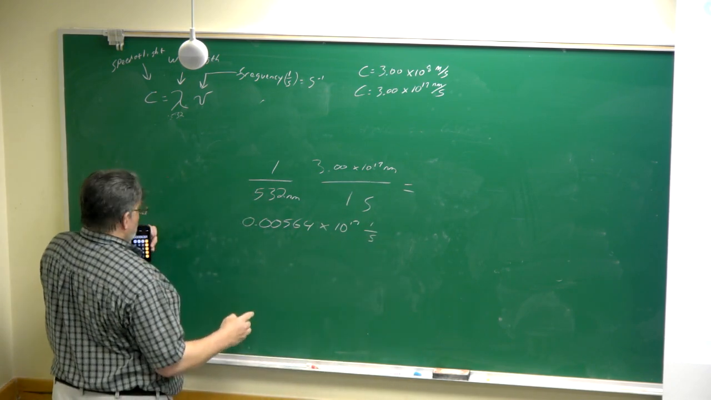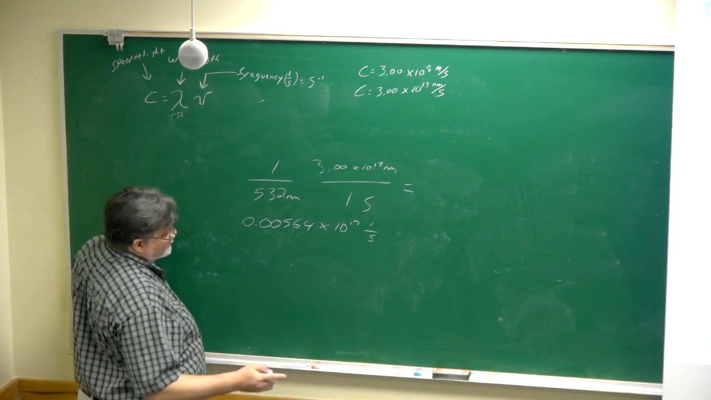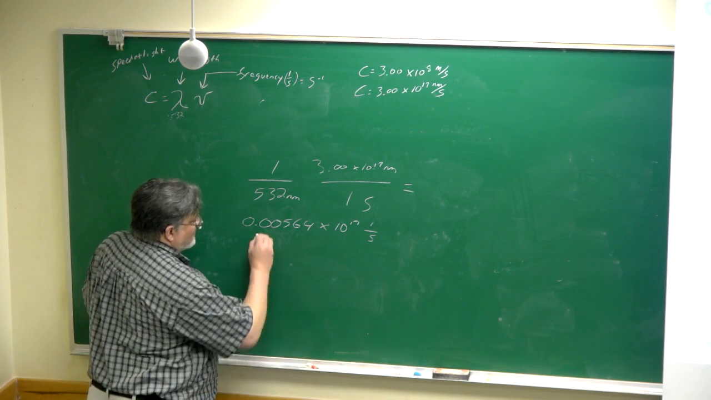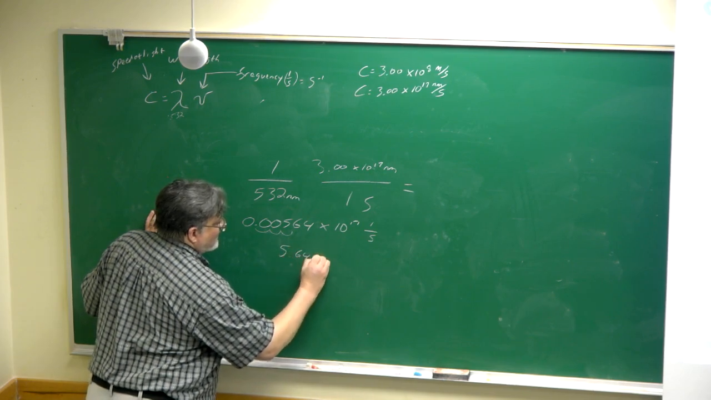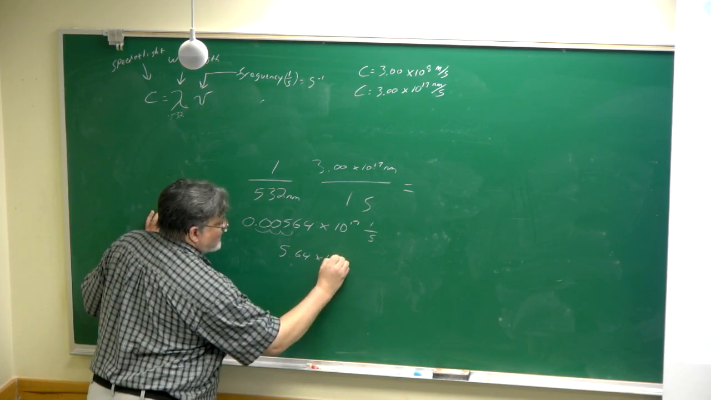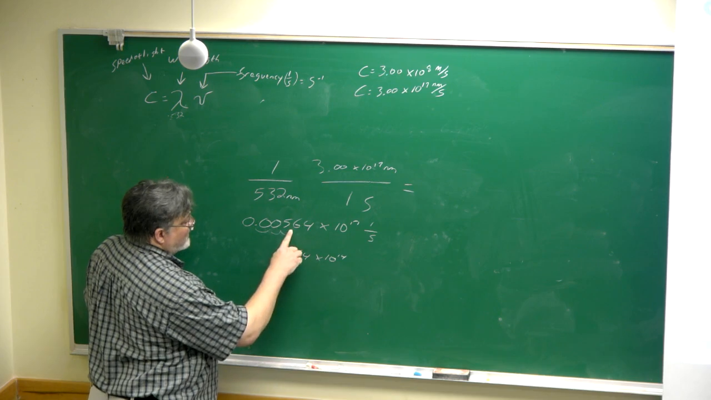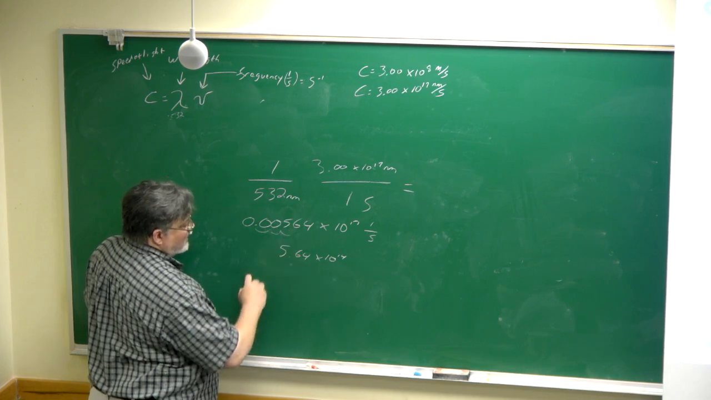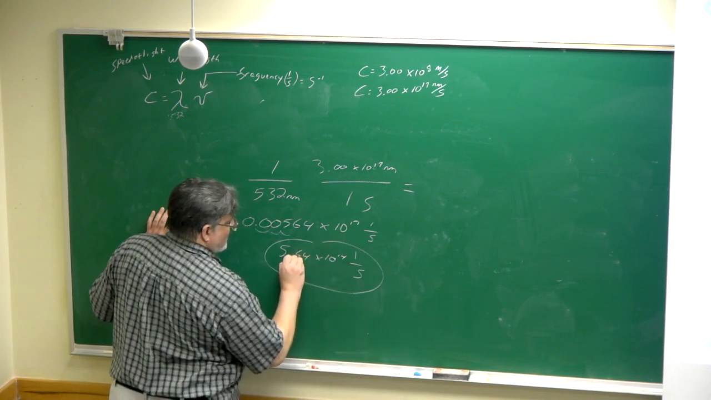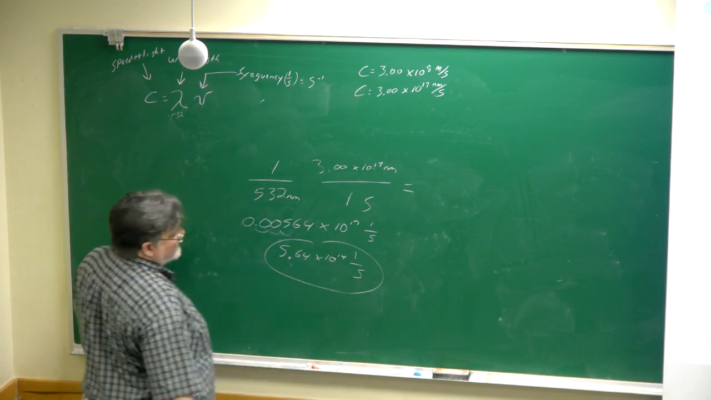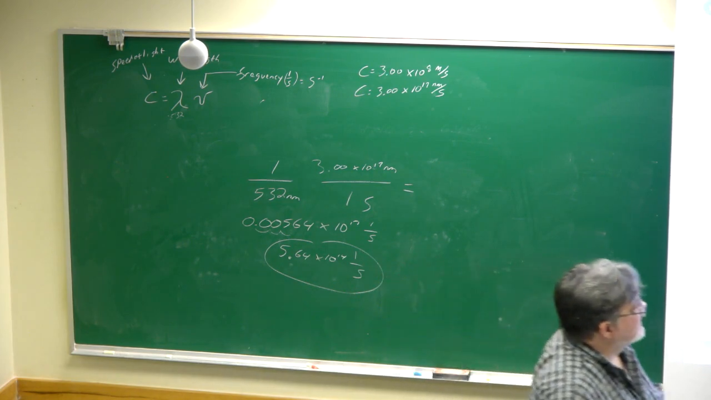That's the answer. If you're going to use that chart, you have to put it in standard scientific notation. 1, 2, 3. That one should be 5.64 times 10 to the 14th per second. Cycles per second.